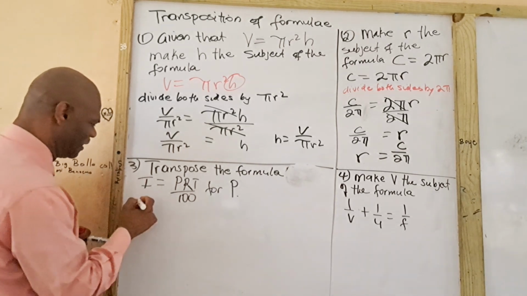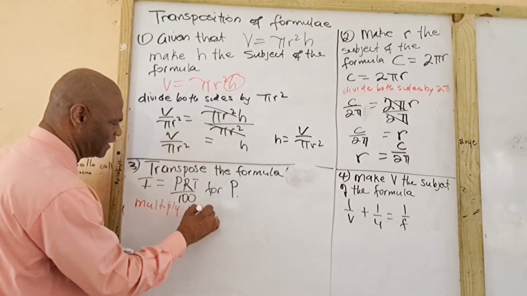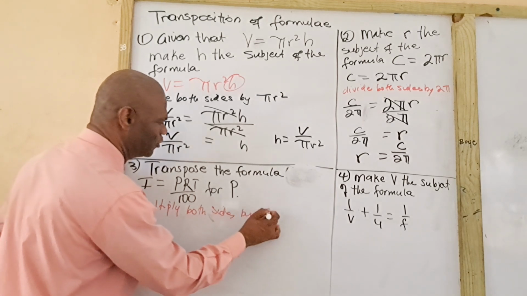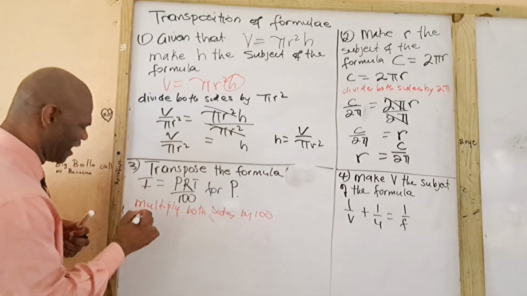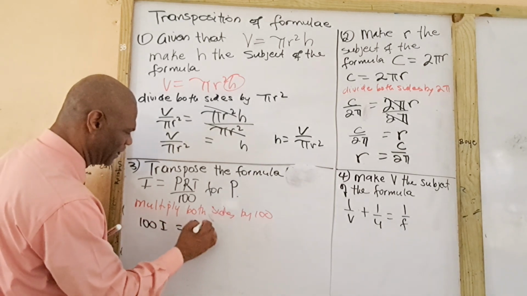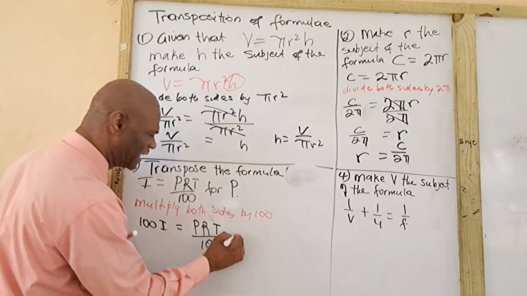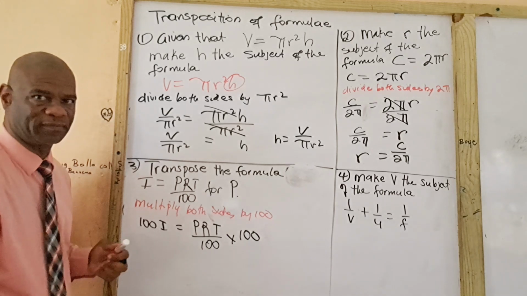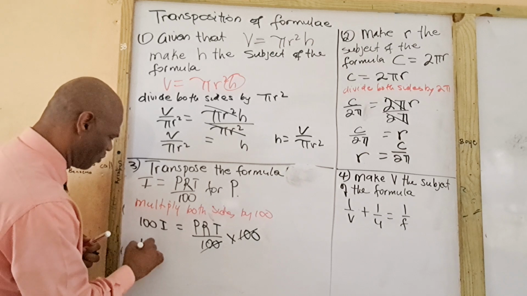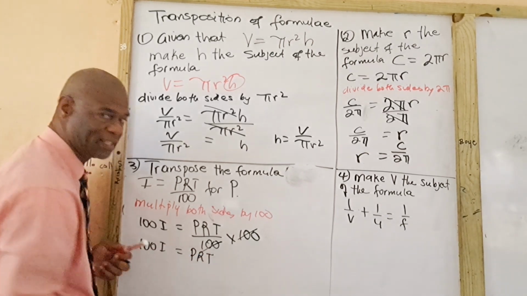So we multiply both sides by 100. Alright? So we'll have 100 times I equals P times R times T over 100 times 100. Now, the hundreds cancel each other. So we are left with 100I equals P times R times T.